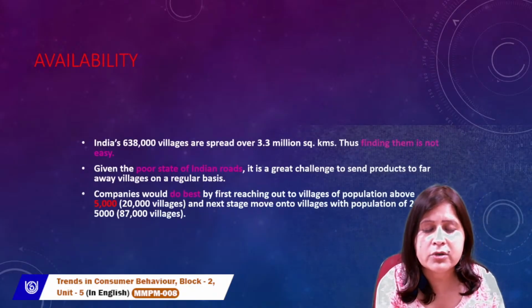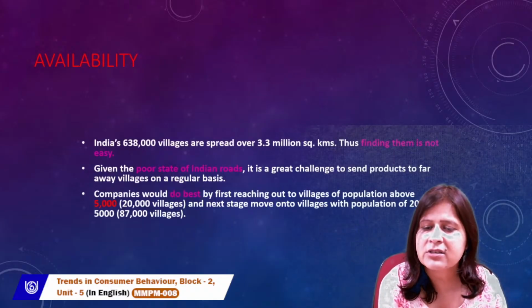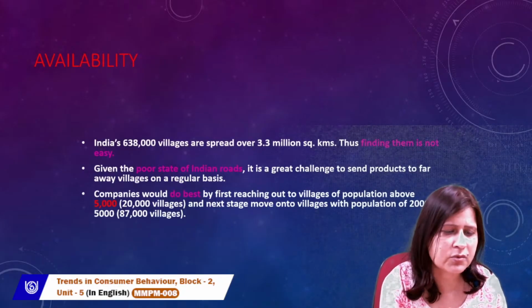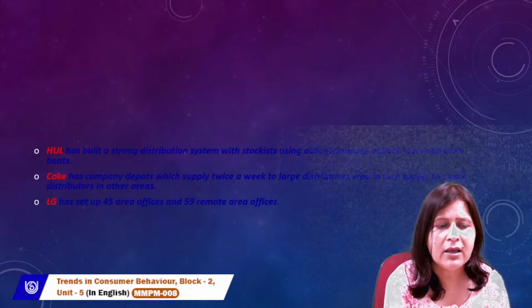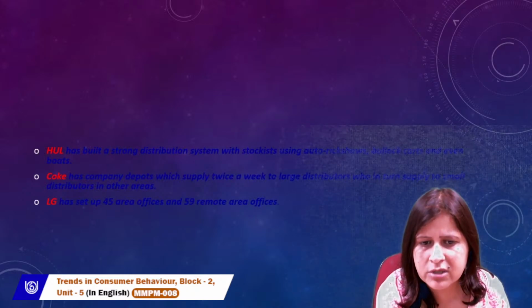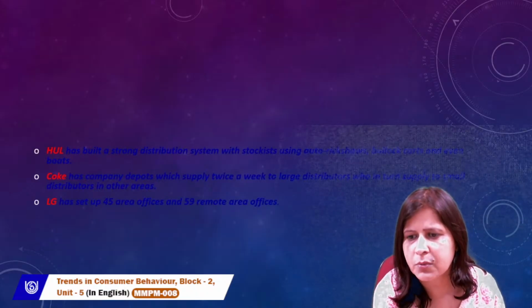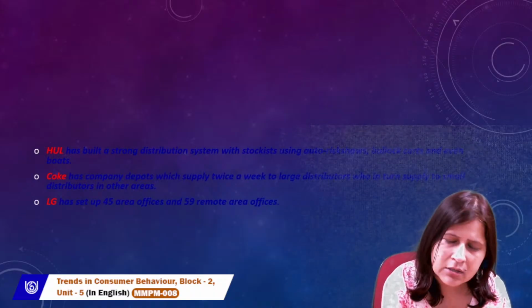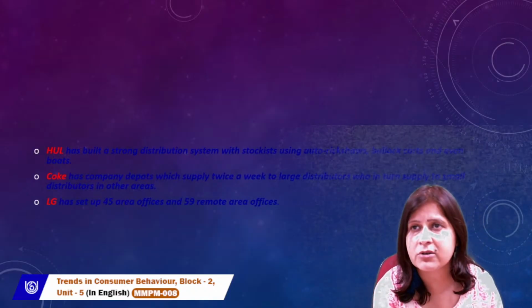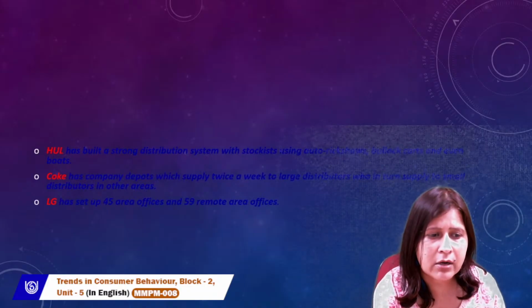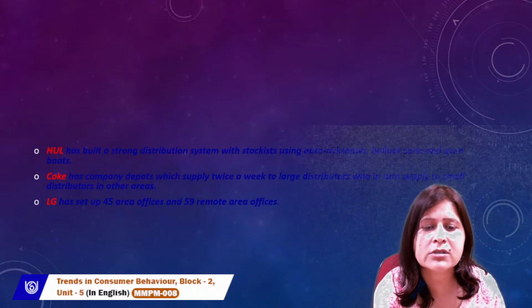Then the companies would do best by first reaching out to villages with population above 5,000, and at the next stage move on to villages with population of 2,000 to 5,000. So it could be like this, right? HUL has built a strong distribution system with stockists using auto rickshaws, bullock carts, and even boats. Say for example, because of the lack of infrastructure and the scattered geography of rural India, what HUL has done is built a strong distribution system, right?